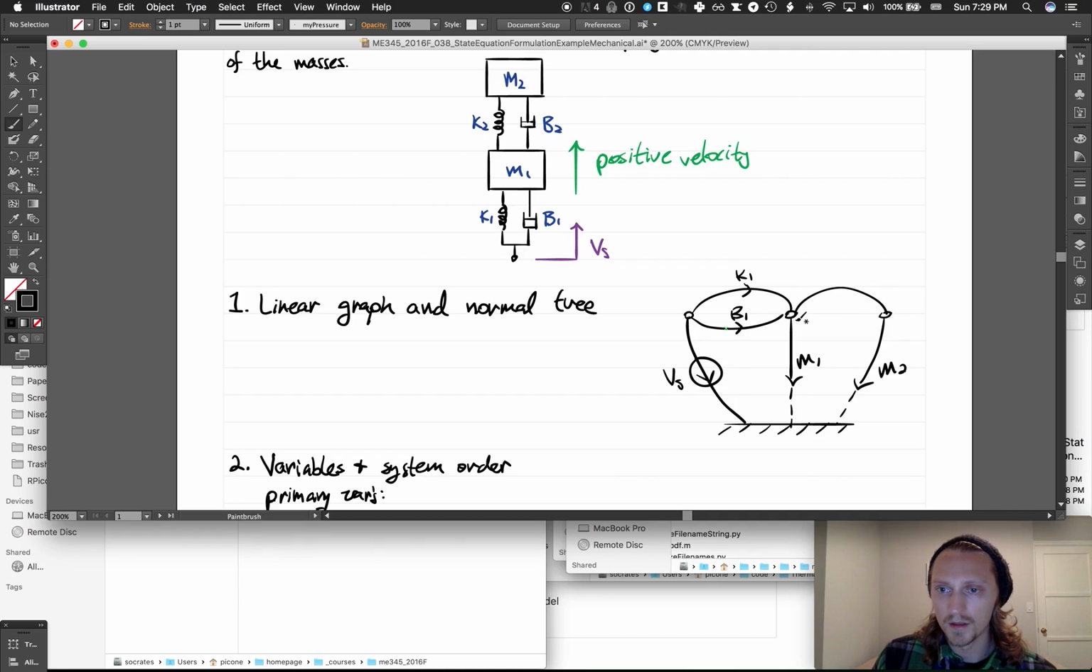And similarly, we can do the same thing with the connection between mass 1 and mass 2 going through K2 and B2 in parallel.